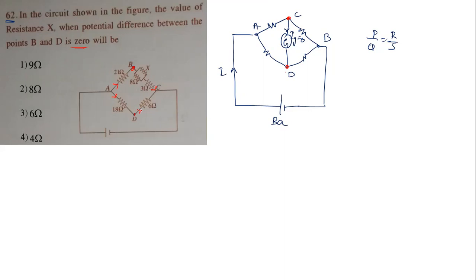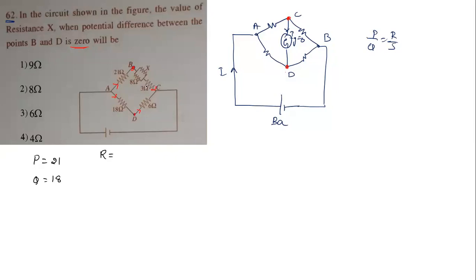Since it is a balanced circuit, I'm going to use the balancing condition. So P by Q equals R by S. P here is 21, Q is 18, and R we need to find out.